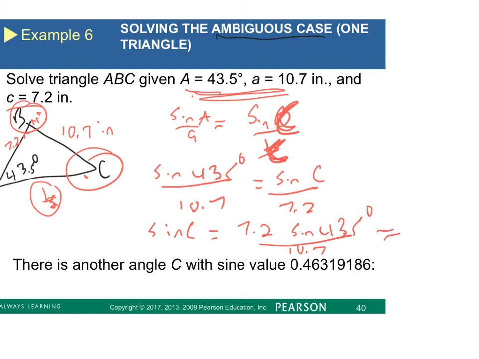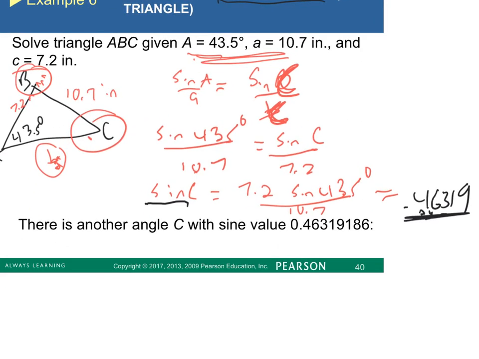And hopefully your calculator will work. So be right back. Go to my calculator. I get 0.46319. That's the sine of the angle. That is between negative 1 and 1, so it works okay. Plug it in, inverse sine. C must be... rounding it, 27.6 degrees.